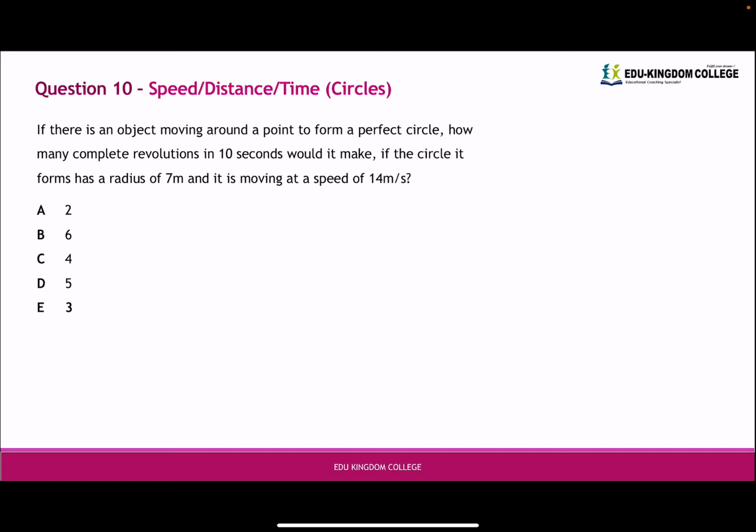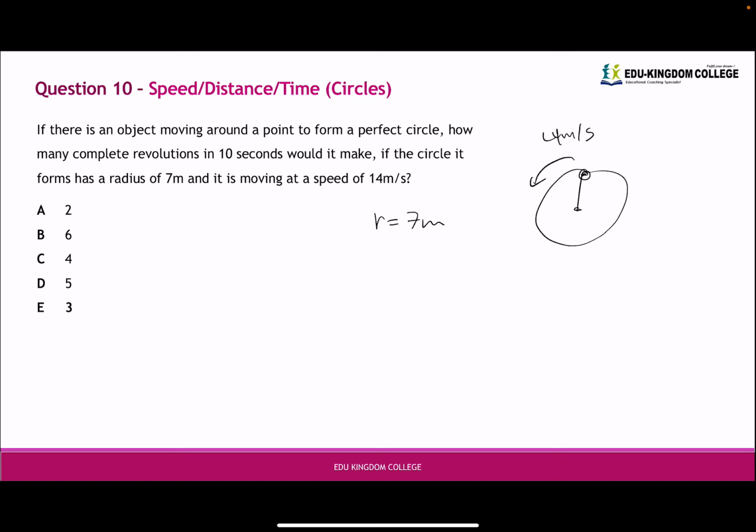Now for our final question, it's a speed, distance, time question. An object is rotating in a circle. Radius is 7, r equals 7 meters. It's rotating in a circle around and around, and it's going at a speed of 14 meters per second. Now we would need to calculate how many revolutions or how many rotations it does in 10 seconds.